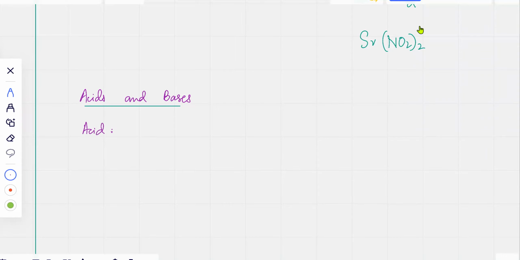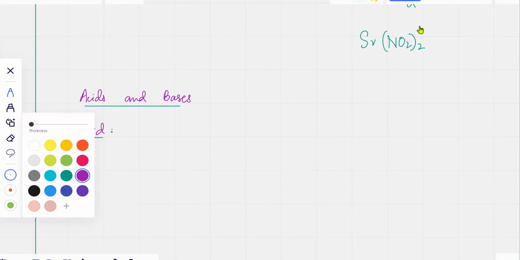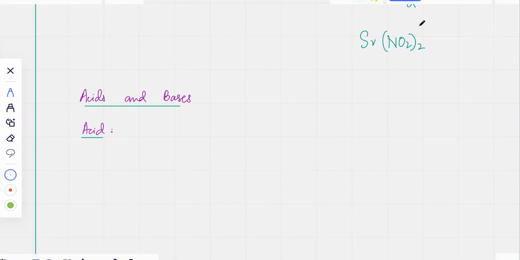What is an acid? Does anyone have any idea what an acid is? Anyone? Amna, Afan? Sir, it's a proton donor substance. Yes, Amna. Sir, it's a substance below the pH of 7. Okay, so that is a property, but as Afan said, that's also right. But those are properties. Acids have a sour taste. They are corrosive. Those are all properties.